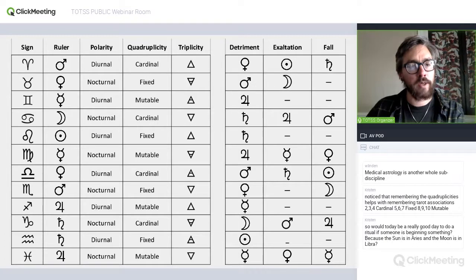Just summarizing all this stuff. So we've got the 12 signs here, and then the planet that rules each one of those signs, right? So Aries is ruled by Mars. Aries is a diurnal sign, it's a cardinal sign, and it's a fire sign.